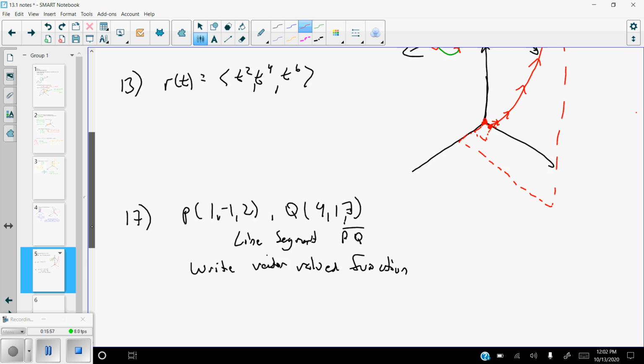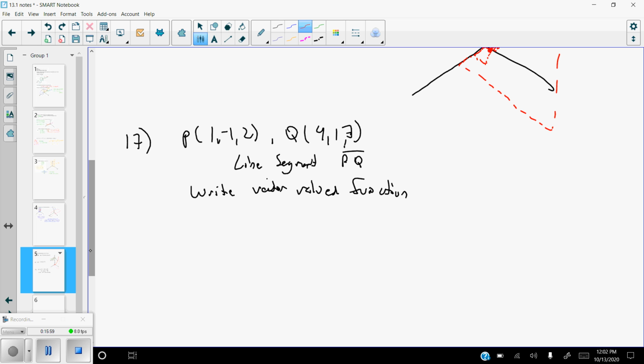All right, last one. So if the points are given to us as P and Q, we want to write a vector valued function for the line segment between P and Q. Well, we can certainly figure out what the vector between P and Q is. So let's go ahead and write the vector PQ. And that's going to be Q minus P. So it's going to be (3, 2, 5).